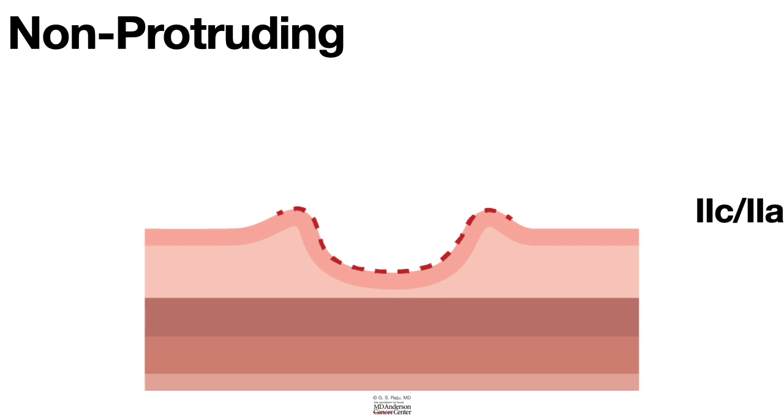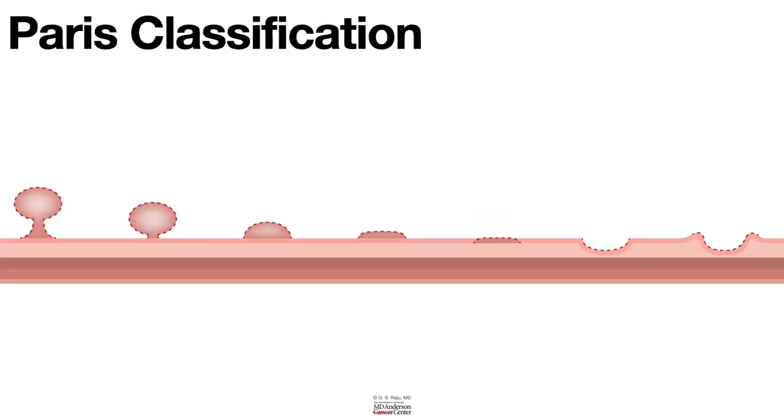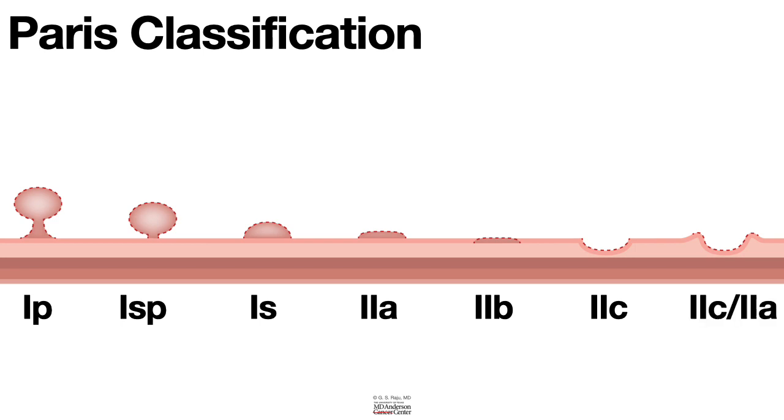So we have learned about this. I want to go over this one more time in one picture. Here is the pedunculated polyp, 1P, semi-pedunculated polyp, 1SP, sessile polyp, 1S, superficial elevated, 2A, flat, 2B, depressed, 2C, mixed, 2C slash 2A.